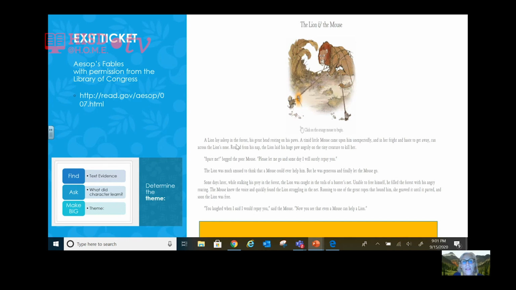A lion lay asleep in the forest, his great head resting on his paws. A timid, little, shy, scared little mouse came up upon him unexpectedly. And in her fright and haste to get away, so in a hurry to get away, she ran across the lion's nose. Uh-oh, she ran on his nose, the lion's nose. Roused from his nap, the lion laid his huge paw angrily on the tiny creature to kill her.